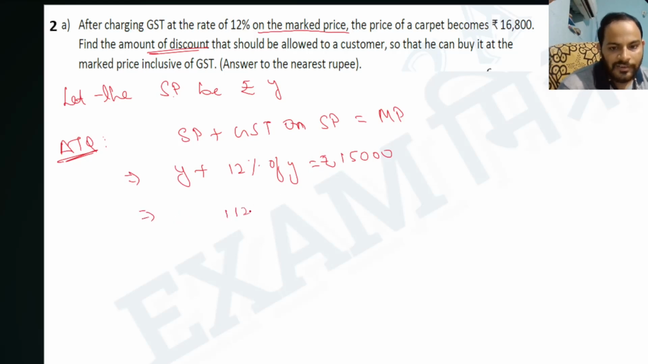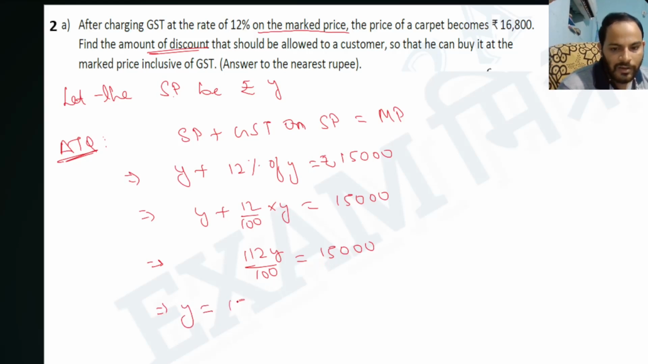So this is again 112% of Y. Now you may be confused, how does it become 112%? To simplify, we will not write this, rather we'll write Y plus 12 upon 100 into Y equals 15,000, and this becomes 112Y upon 100 equals 15,000, and thus Y equals 15,000 into 100 by 112.